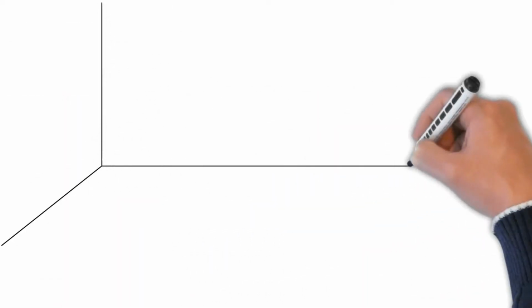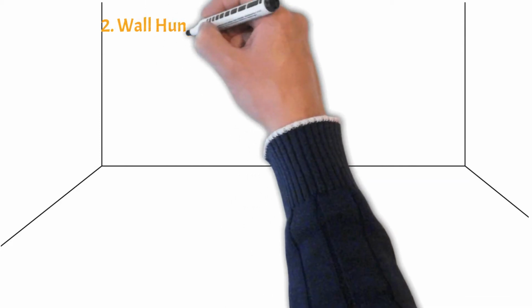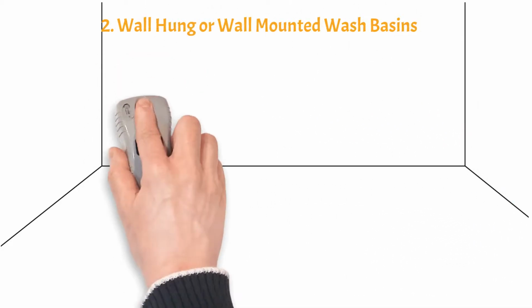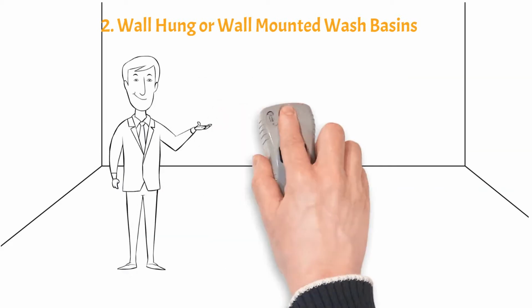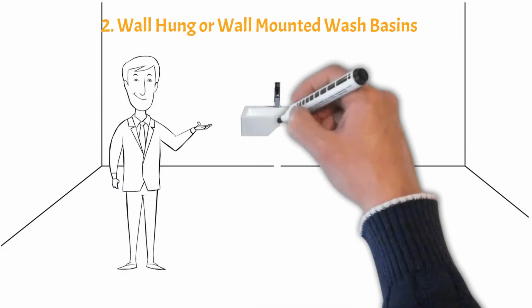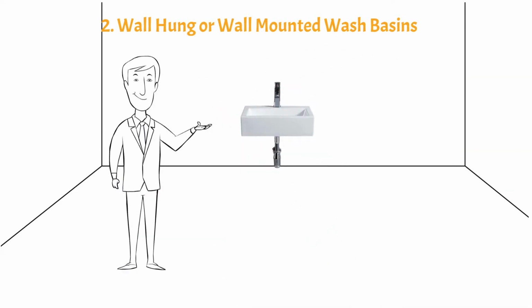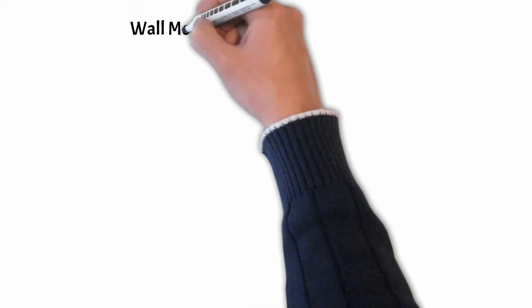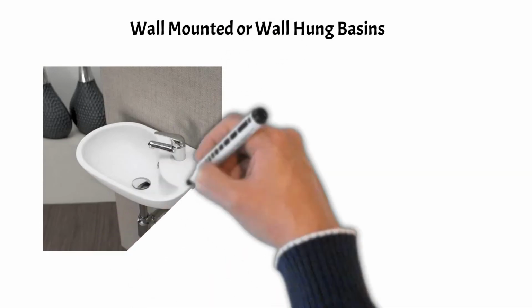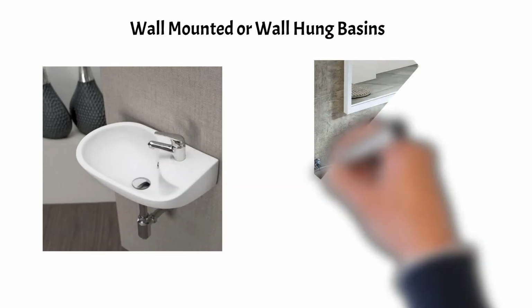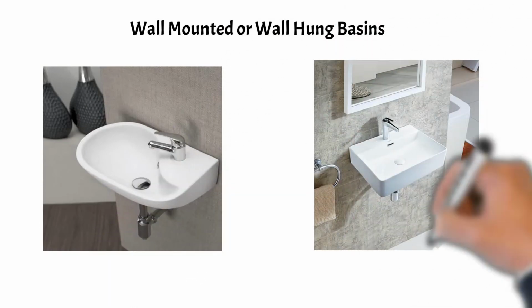Number 2 is wall-hung or wall-mounted wash basins, which have to be hung or mounted on the wall with rack bolts. A simple wall-mounted basin is one that is fixed directly to the wall without needing it to sit in or on a tabletop. It looks streamlined and gives a minimalist feeling to the room that it's in. Therefore, it is ideal for smaller bathrooms.